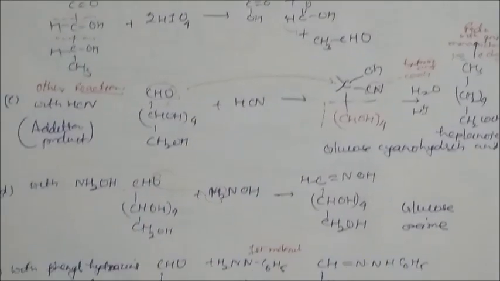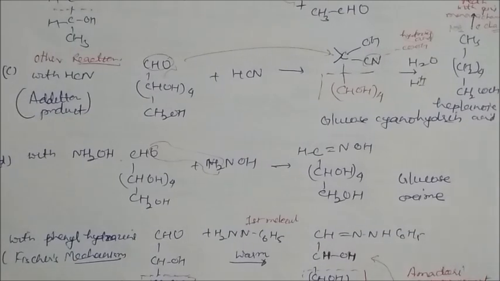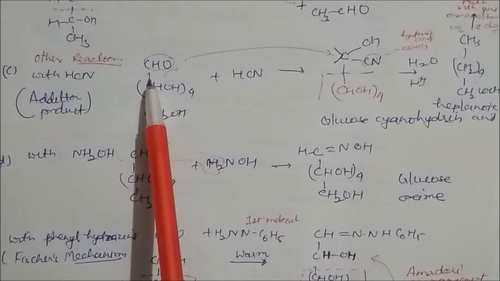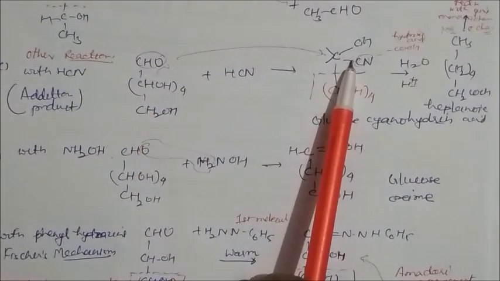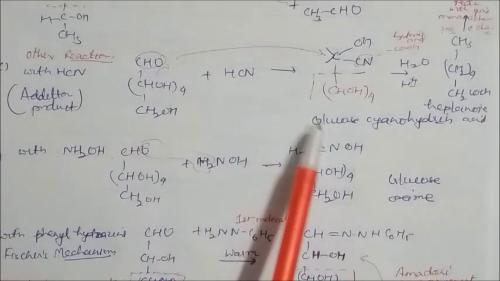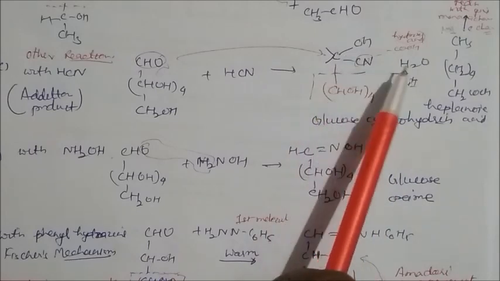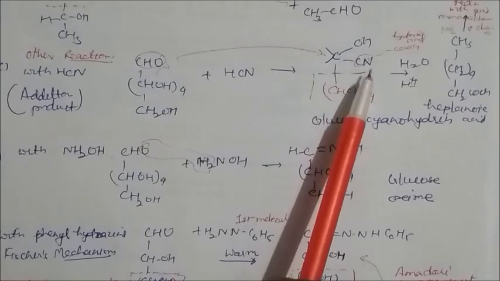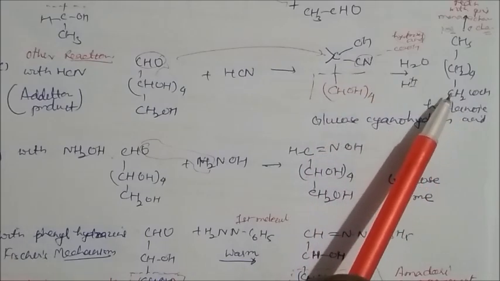So we have some more reactions. One reaction is with HCN. HCN will form the addition product. It will react with only the CHO group, so it will form a cyanohydrin, that is glucose cyanohydrin, and glucose cyanohydrin undergoes hydrolysis. This will only hydrolyze. After hydrolysis, you will get the heptanoic acid.